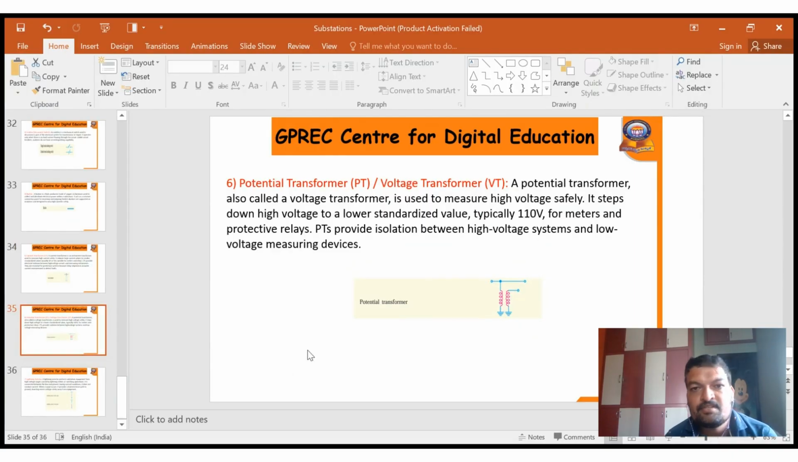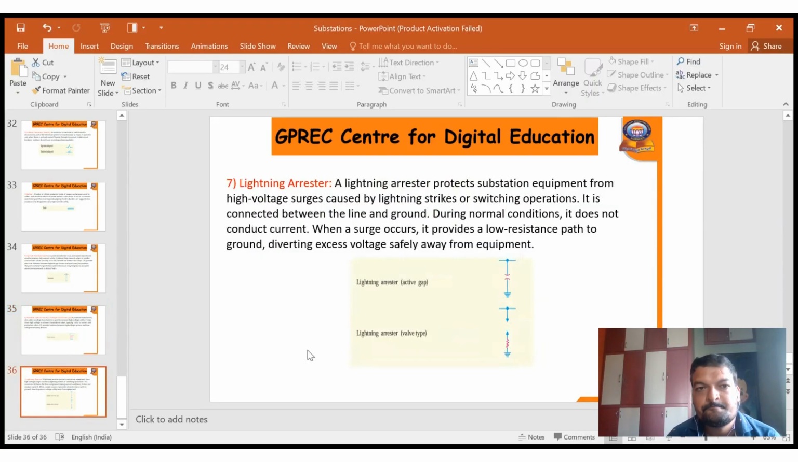Next, the sixth one is the potential transformer or voltage transformer. A potential transformer, or voltage transformer, is generally used to measure high voltage safely. It steps down high voltage to a lower standardized value, typically around 100 to 110 volts, for meters and protecting relays. It also provides isolation between high voltage systems and low voltage measuring devices. So this is about the potential transformer, or voltage transformer.